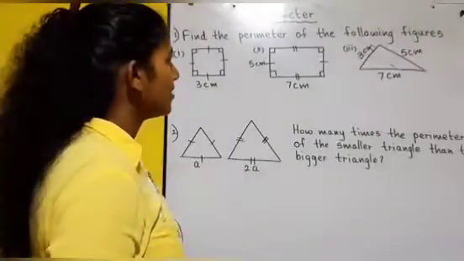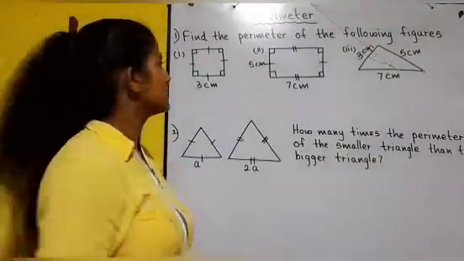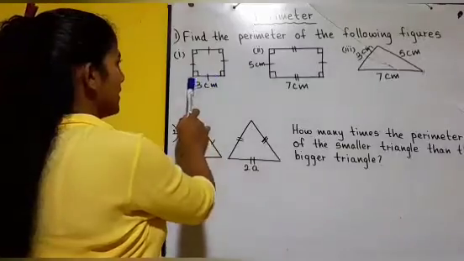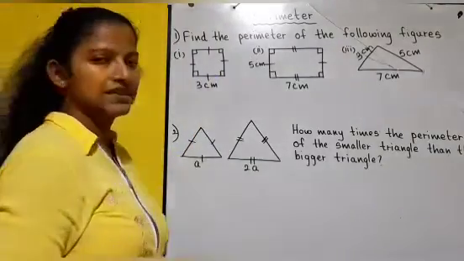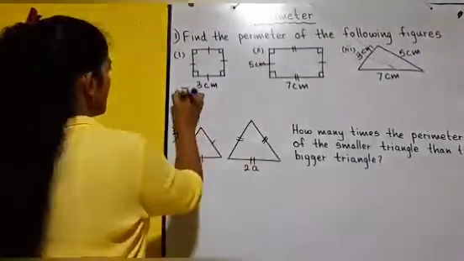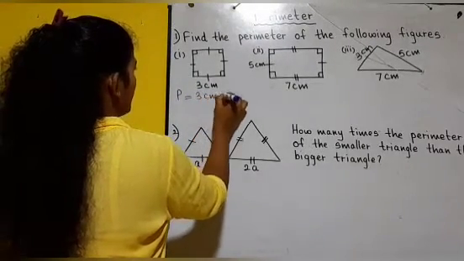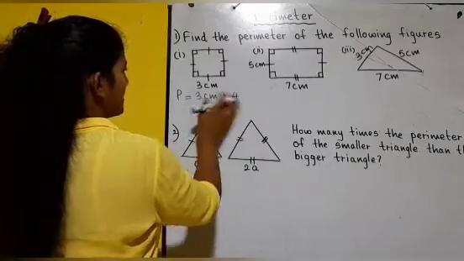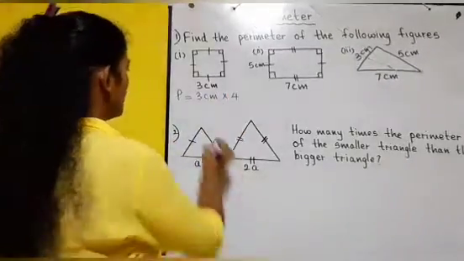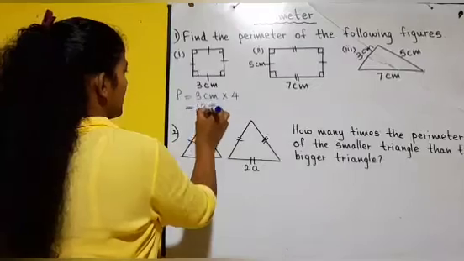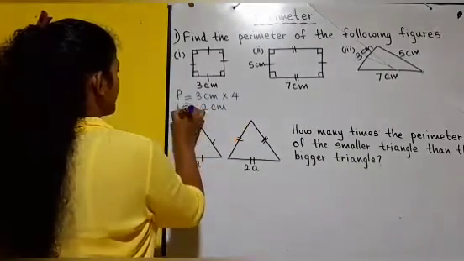Find the perimeter of the following figures. First one is a square with one side 3 centimeter. So we can find the perimeter by multiplying 3 centimeter by 4. Let the length of one side multiplied by 4. So the perimeter is 12 centimeter.